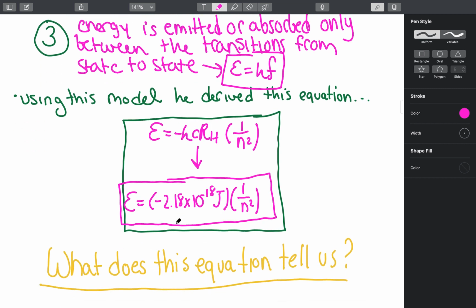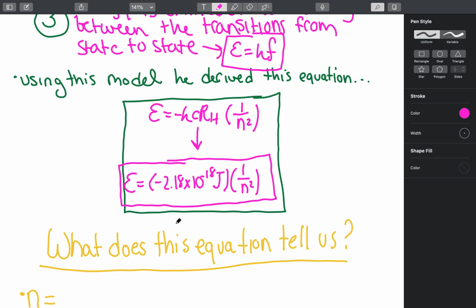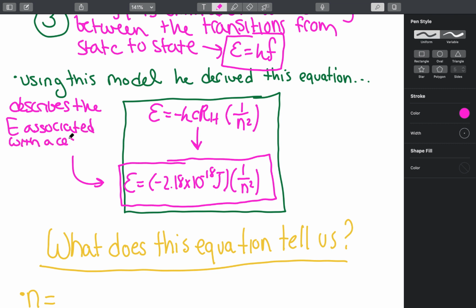So now that we have this equation that can describe the energy associated with a certain energy level, let's write that. So this equation describes the energy associated with a certain energy level.